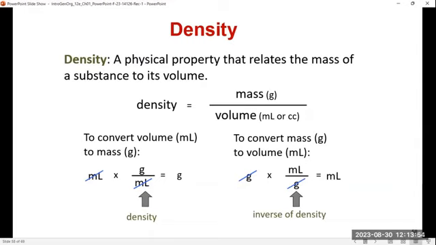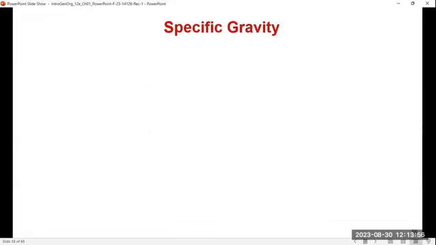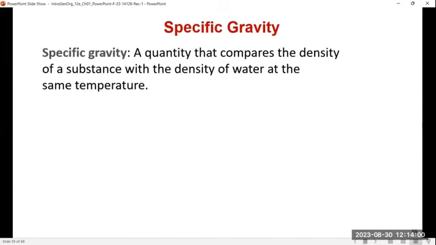Specific gravity is another property related to density. It's different. It compares density of a substance with the density of water at the same temperature. So specific gravity is density of the material divided by density of water.